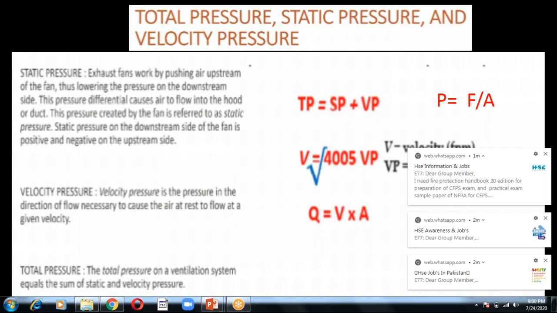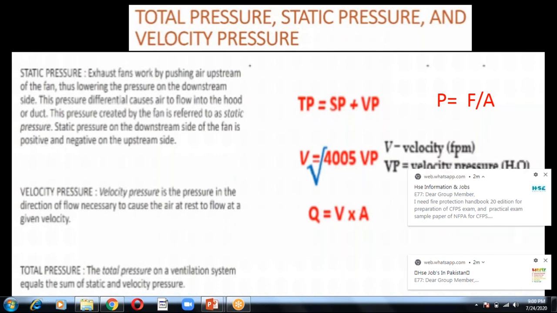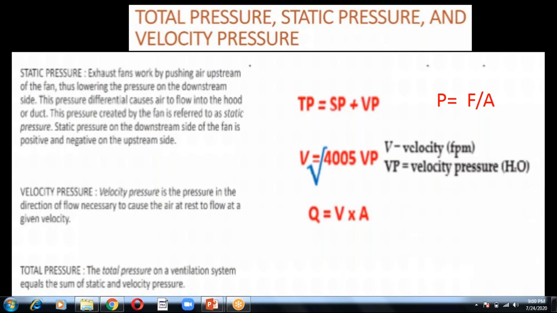Okay, you are right, but how can it impact the design of exhaust ventilation? First, when we design a ventilation system, we must have a particular value of capture velocity, face velocity, and transport velocity inside the duct.